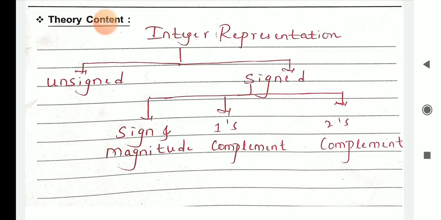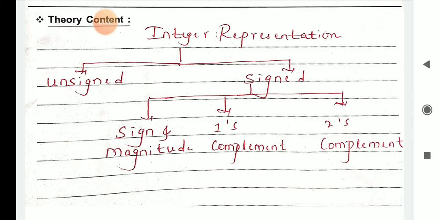If you want to represent integers, it is divided into two types. First one is the unsigned integer, second one is the signed integer. Again, the signed integer is divided into three types: first, sign and magnitude; second, ones complement; and third, twos complement. This is the chart which you are going to consider for the types of integer representation.